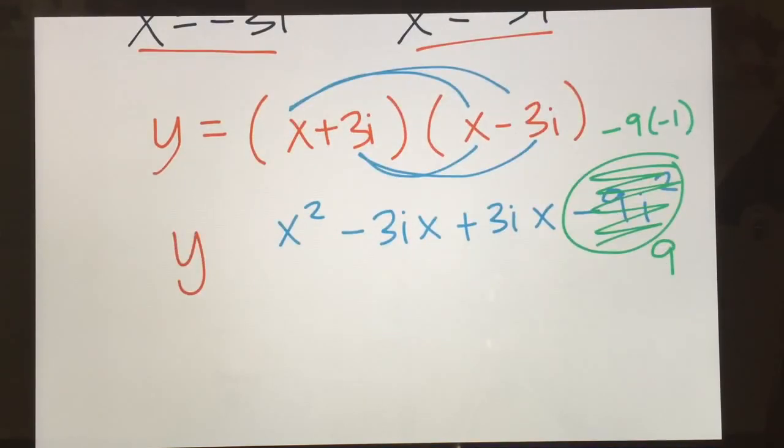And then I'll drop down my y. So now I can simplify the problem. That's a y, not an x. y equals x squared. These two cancel out because they're opposite signs, and then we just have the positive 9 on the end.